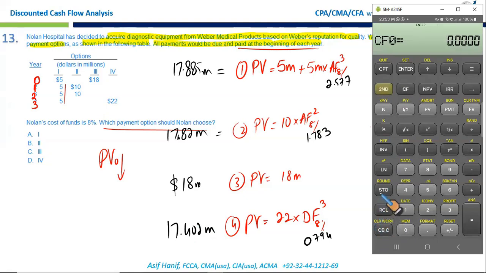So in the first option, we have 4 payments to be made. One is paid right now, and all of these are the payments. So I'm going to put the negative sign. I take the first cash flow, which is 5 million negative, paid right now. Please make sure you understand this well. This is the first payment. And then there are 3 payments. Frequency 3, down arrow key, and you have the discount factor 8%.